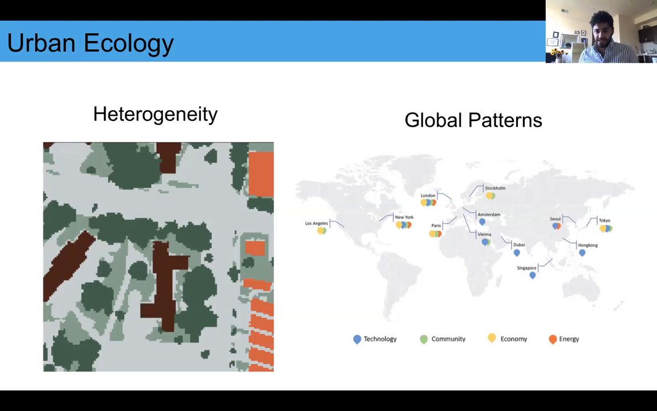The next big thing is to look at global patterns. Are microbes in Tempe in Arizona the same as the microbes you're going to find in Guangzhou in China?